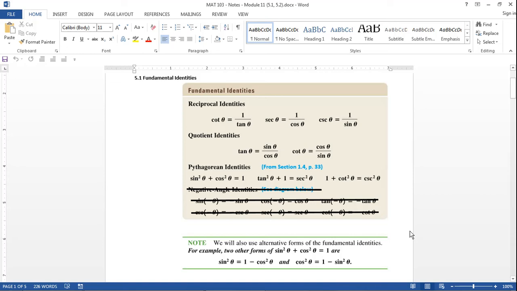Okay, this is the video for 5.1, Fundamental Identities. We've already gone over these identities before. Now we're going to use them to rewrite trig functions in terms of other trig functions. And in the next section, we'll use these to prove trig identities. So there we go. I crossed out the negative angle identities just because we're not really going to use those. So we're just interested in the reciprocal identities, the quotient identities, and the Pythagorean identities.